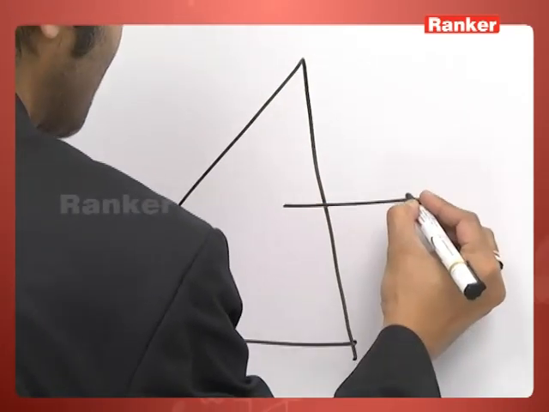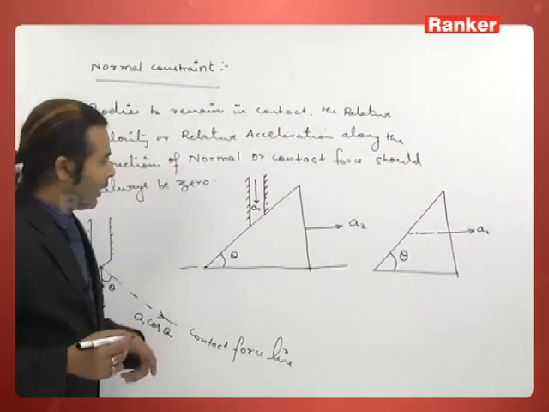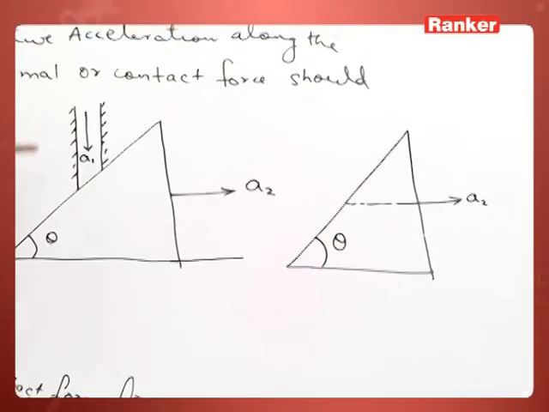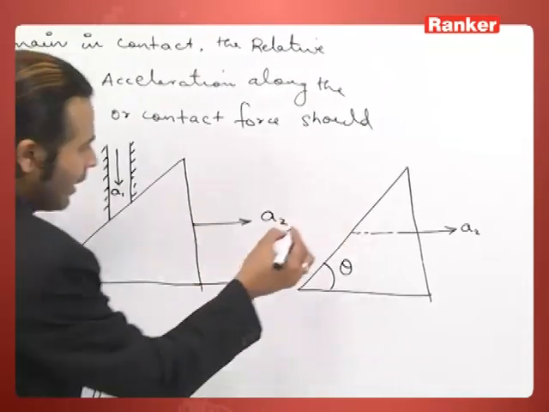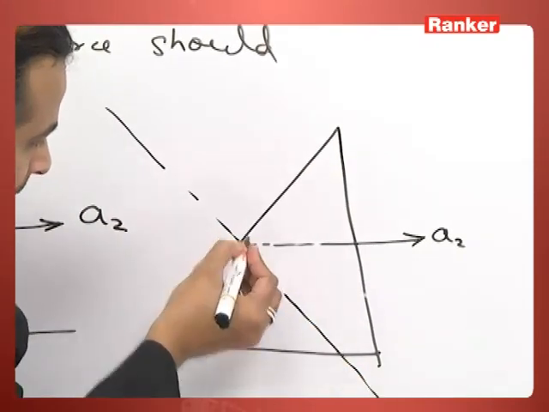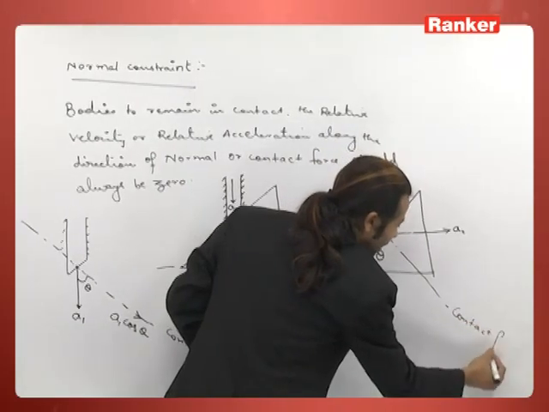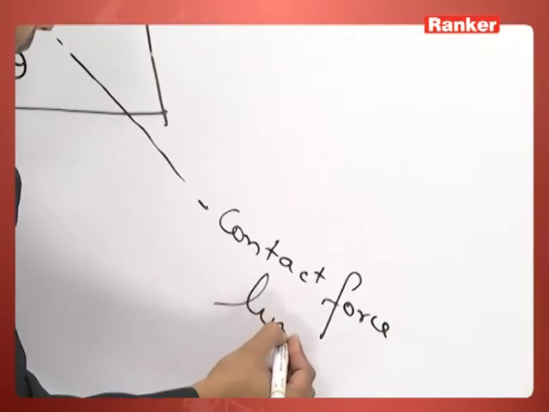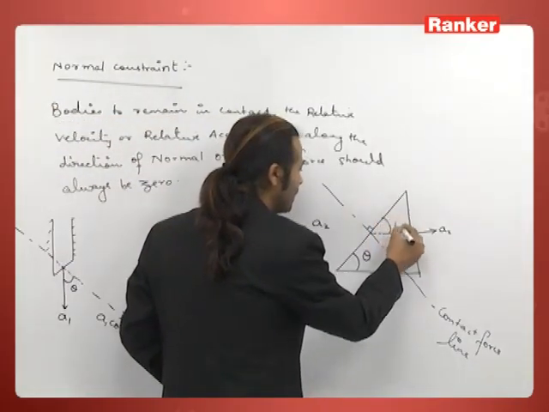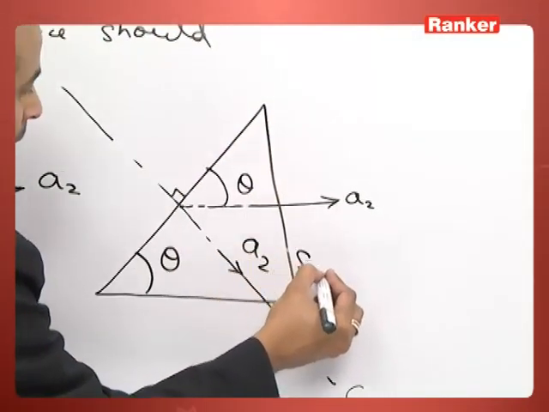Now let us take this wedge. This is moving with an acceleration a2. Now we'll again find out the contact force line on this wedge. This body must be giving a normal force in this direction. So again I can write, this is the contact force line. Now this is theta, so this will be theta. Now this is a2 cos theta, and this will be a2 sin theta.